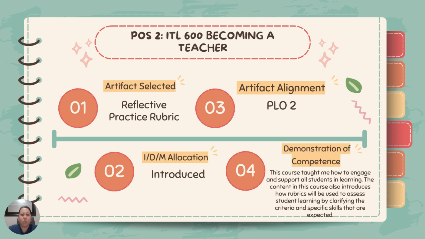The content in this course also introduced how rubrics will be used to assess student learning by clarifying the criteria and specific skills that are expected. The course introduced the graduate level credential program requirements, K through 12 in classroom experiences, and observational skills in a K through 12 classroom. In addition, it presented principles, sustaining an inspired teacher mindset, as well as an electronic showcase reflecting professional growth throughout the program.